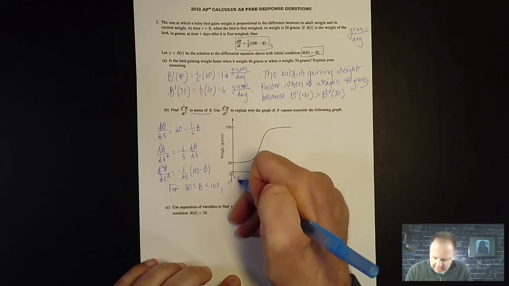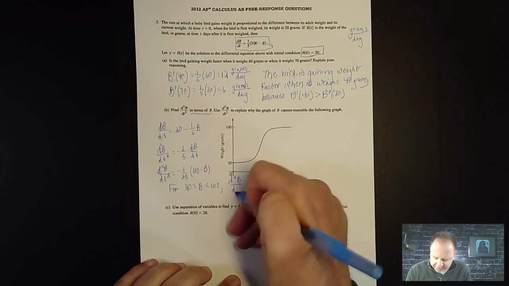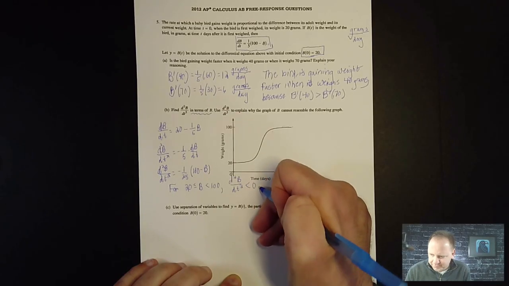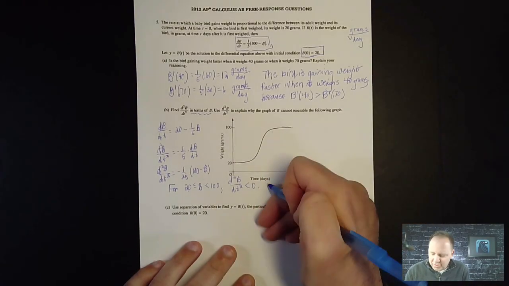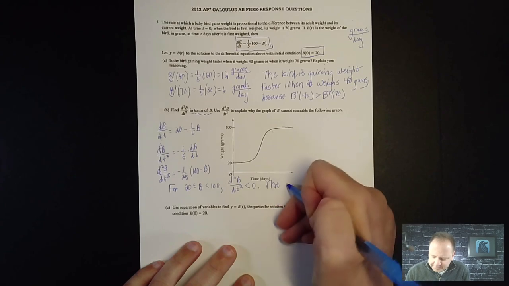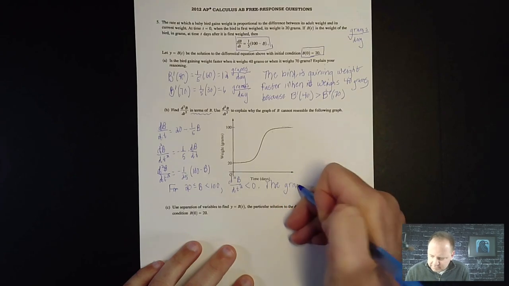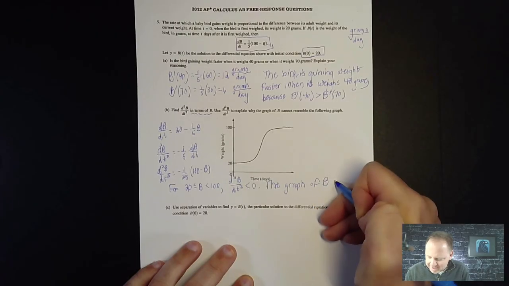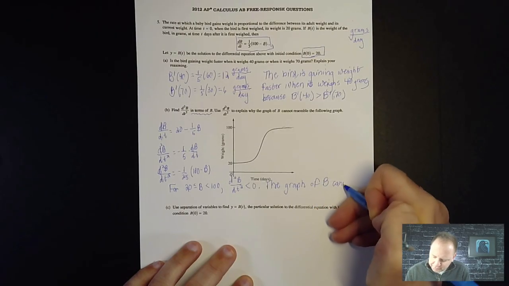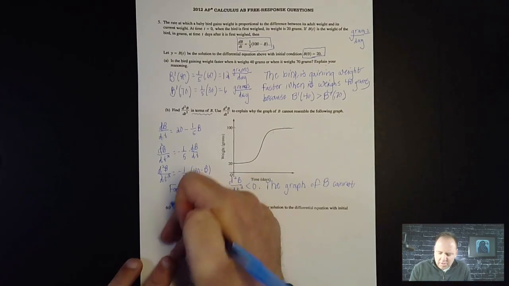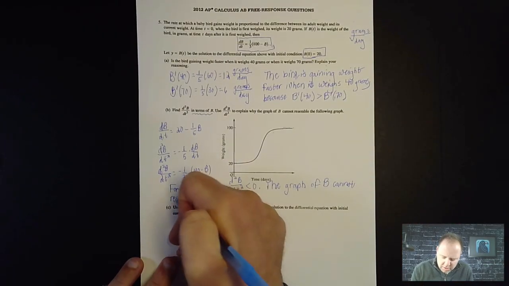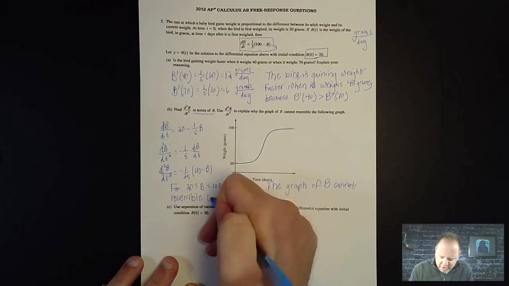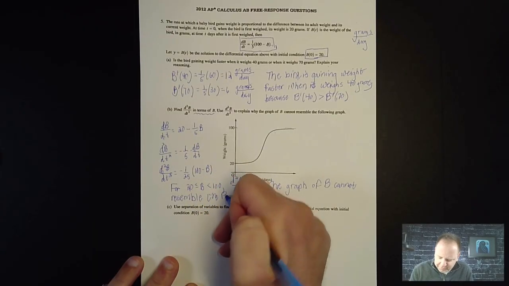So the second derivative would be less than 0. The graph of B cannot resemble the following graph. Use their words.